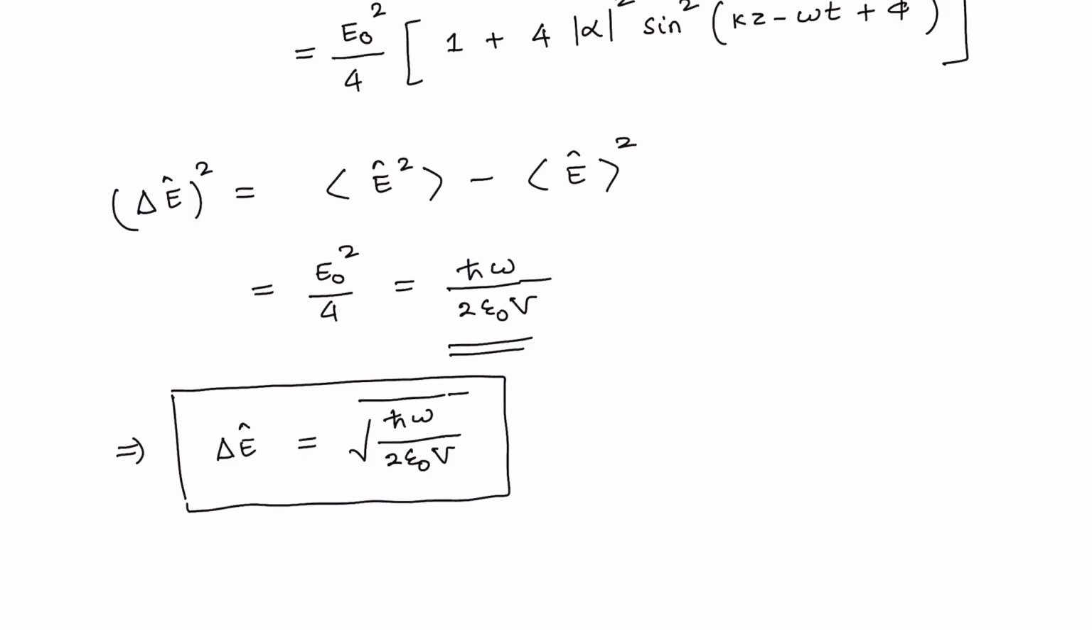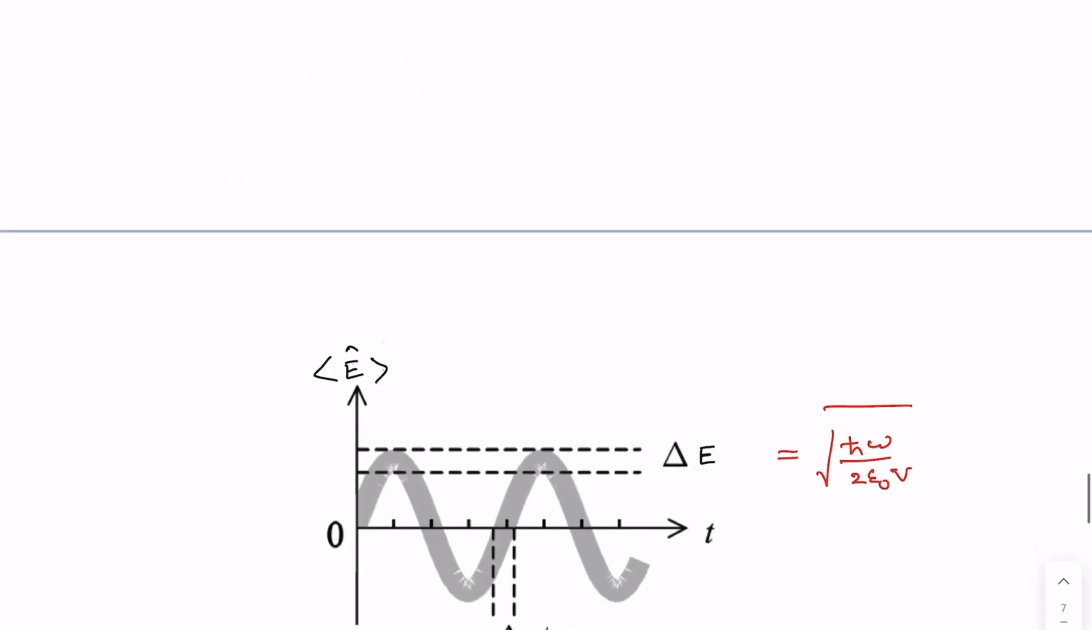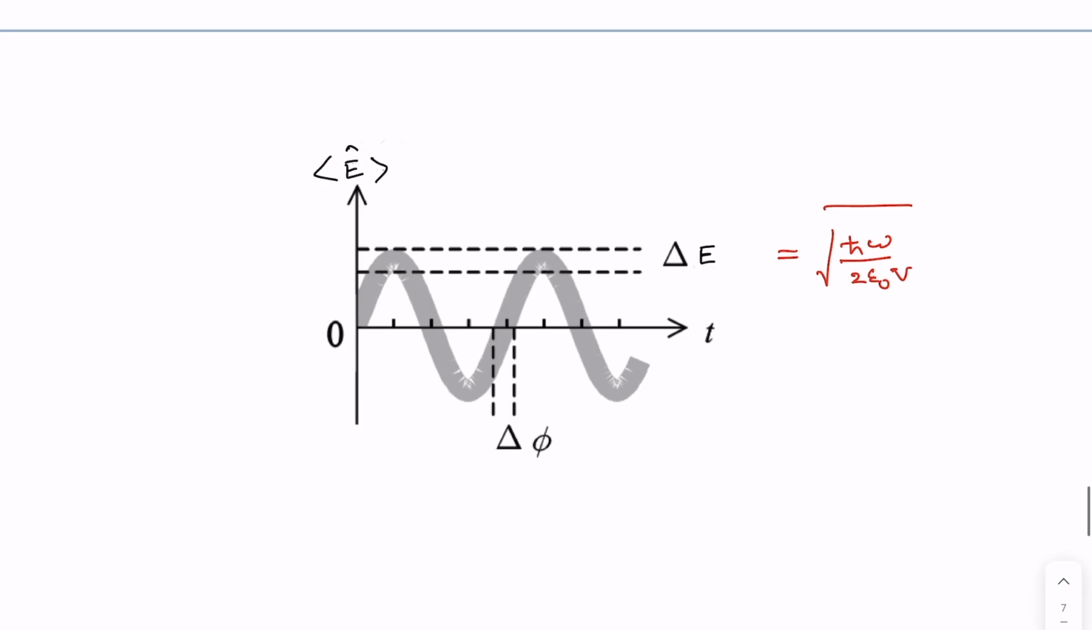In fact, this can be more clearly shown by a plot here. In this plot we are plotting the expectation value of the electric field in the coherent state versus time. As you can see, the electric field is varying sinusoidally, just like a classical electric field. But now this electric field has some width, and this width refers to the uncertainty, which is equal to square root of ħω by twice epsilon 0 V, and this width is constant in time, as can be seen from this plot.